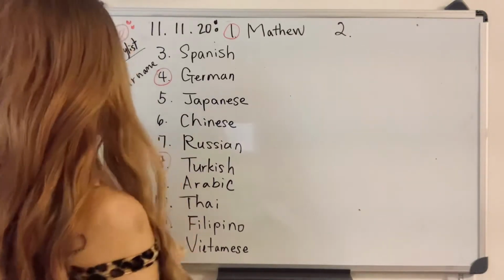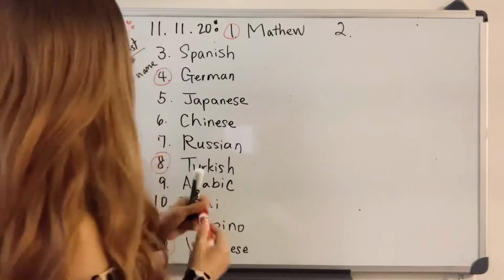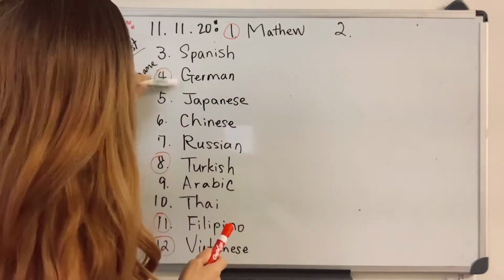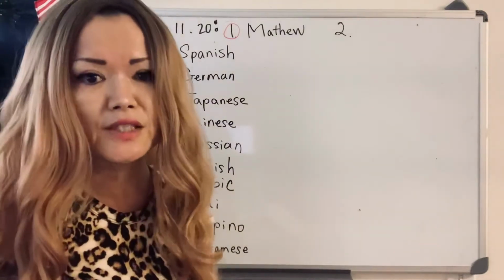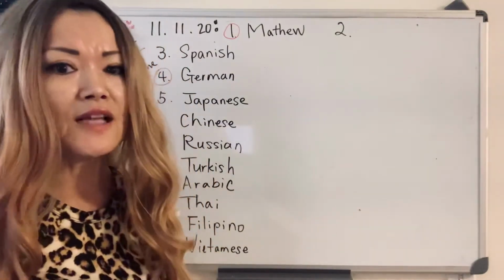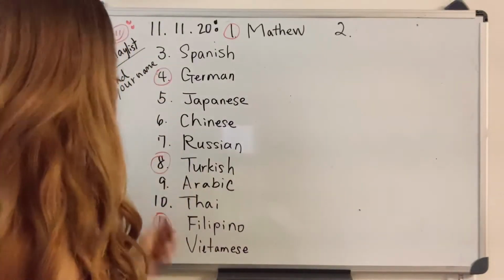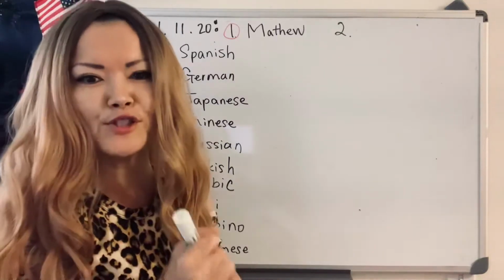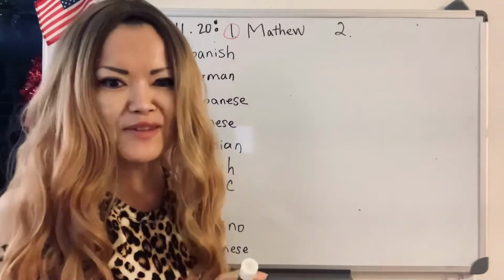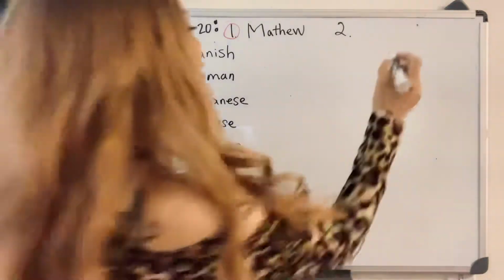I circled it. These languages are the same as Matthew, M-A-T-H-E-W. It's not really changing in German, Turkish, Filipino, and Vietnamese. Let's write how you write Matthew in different languages. Okay, Matthew, English. Korean is Matthew.